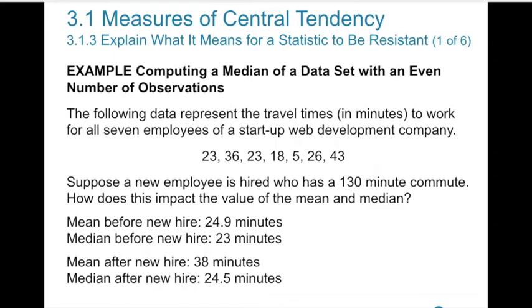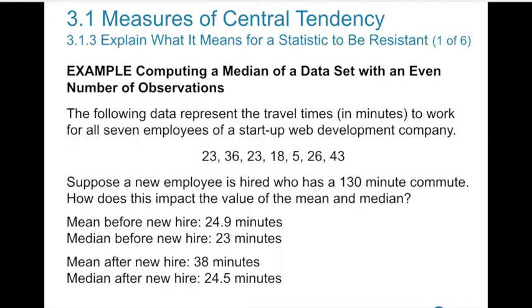We'll look at the mean before we hired somebody new. The mean was 24.9 minutes. If we add in that 130-minute commute, my mean is now 38 minutes. Look how far that jumped up based on that one piece of data. If we look at the median before and after, the median before we added that new person in was 23 minutes. The median after was 24.5 minutes. So what we say is that the median is resistant.